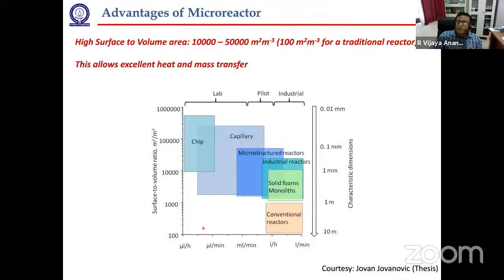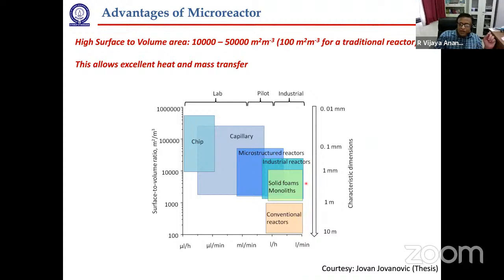Okay, so now coming to the advantages of microreactors. As I have already mentioned, the thickness of these microchannels is very small, in the range of 100 to 500 microns. That means you have a high surface to volume ratio, ideally 10,000 to 50,000 square meter per cubic meter. In the traditional batch reactor, the surface to volume ratio is very low, about 100 square meter per cubic meter. This is the comparison chart: the chip microreactor is somewhere here because it has a large surface to volume ratio, and the conventional reactor is here. This is only 100.